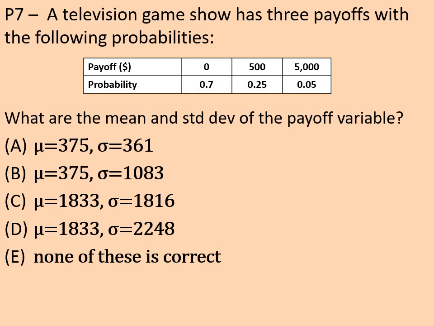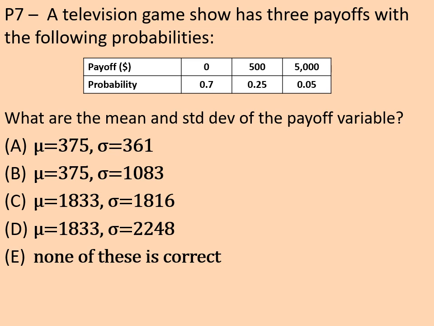P7. A television game show has 3 payoffs with the following probabilities. You can either win 0 money, and that happens 70% of the time. You can win $500, that happens 25% of the time. Or you can win $5,000, but that only happens 5% of the time. All right, what are the mean and the standard deviation of the payoffs?